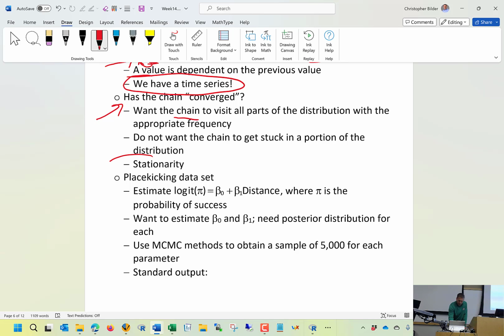And so essentially what we're asking is: this series of values that I got, do I have stationarity with them, putting it into a time series context?